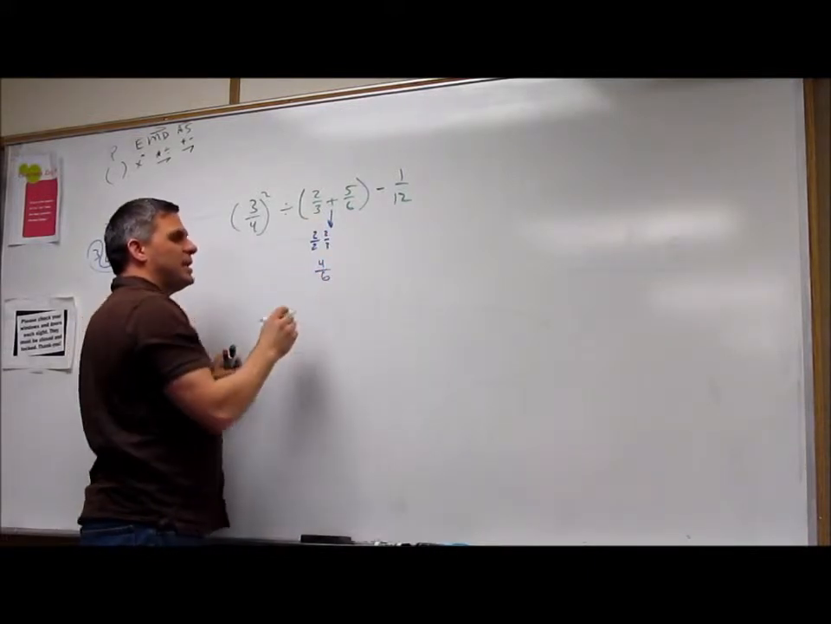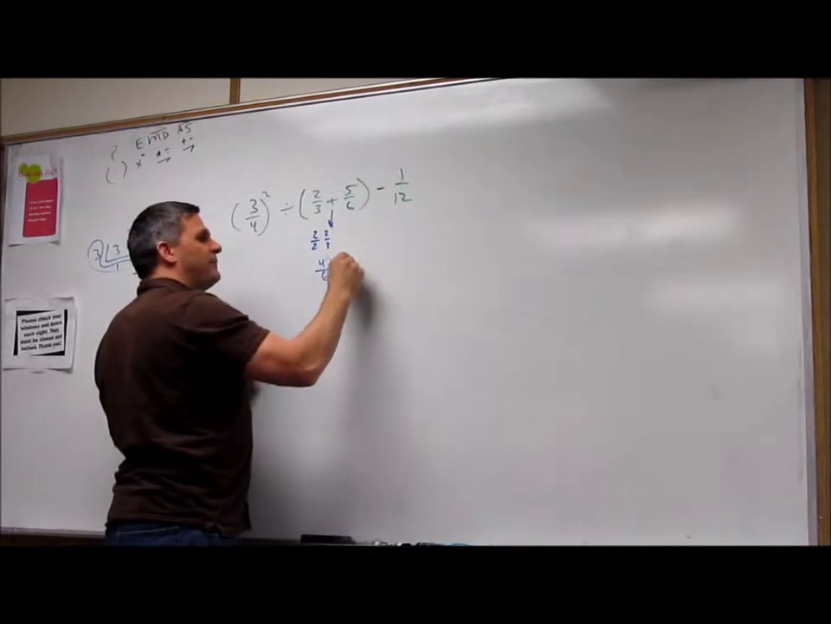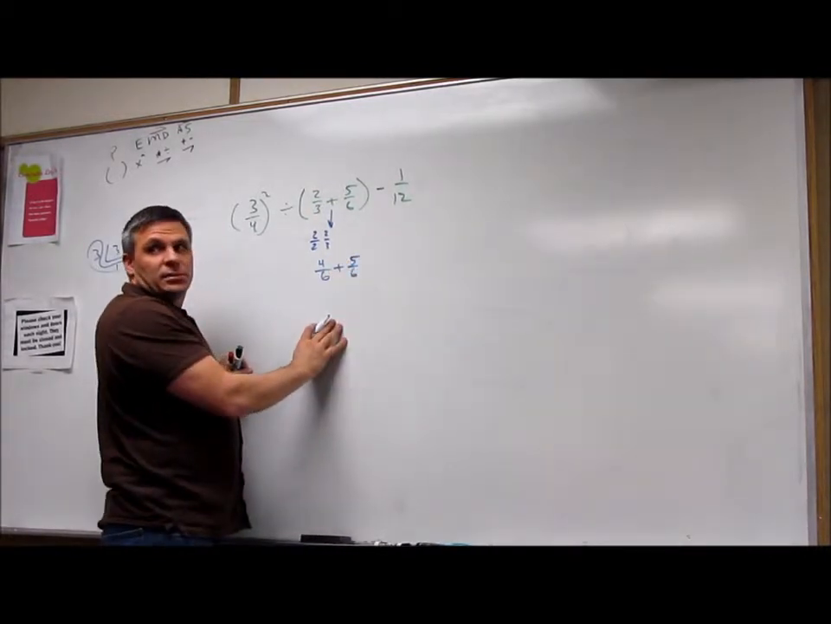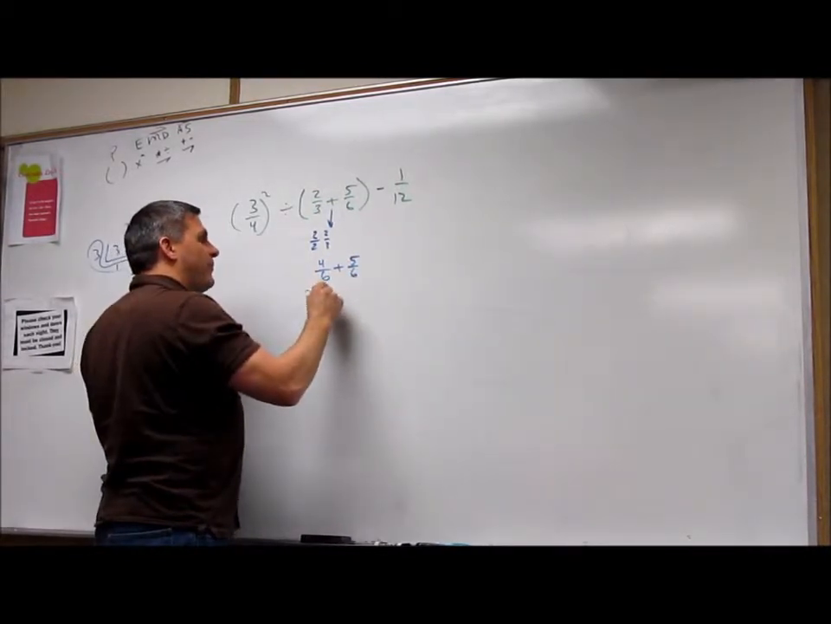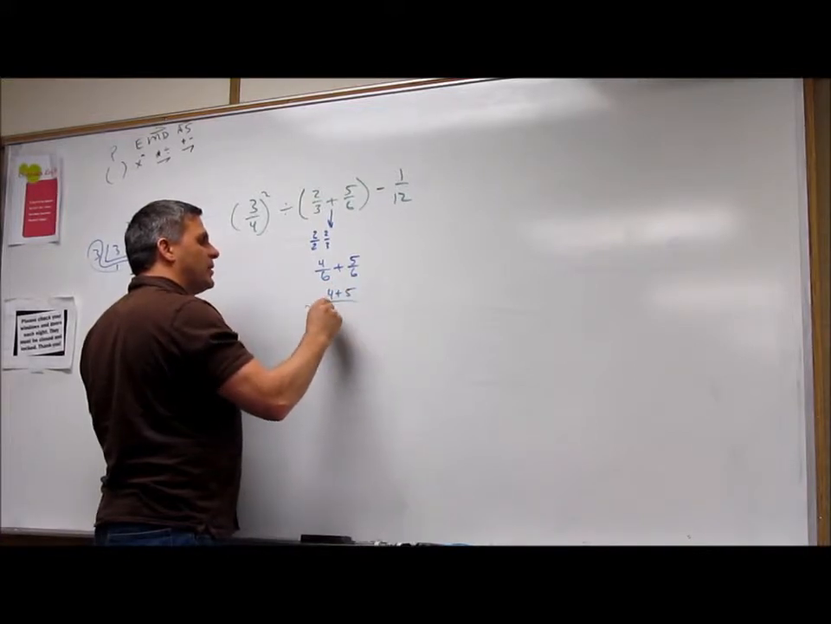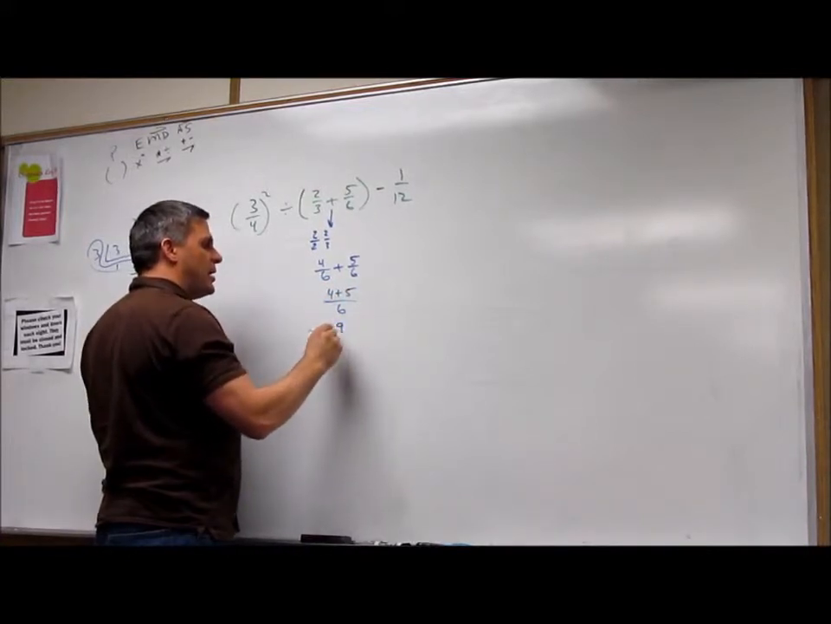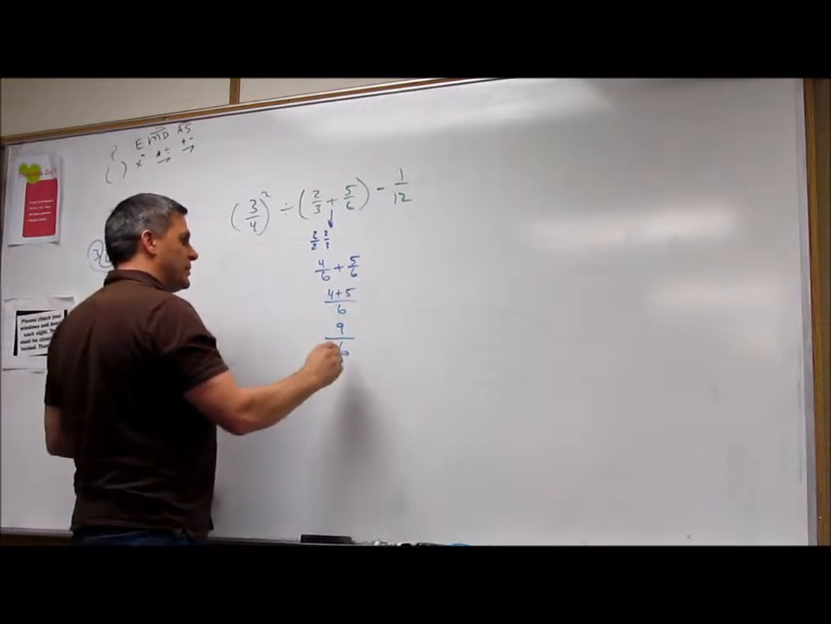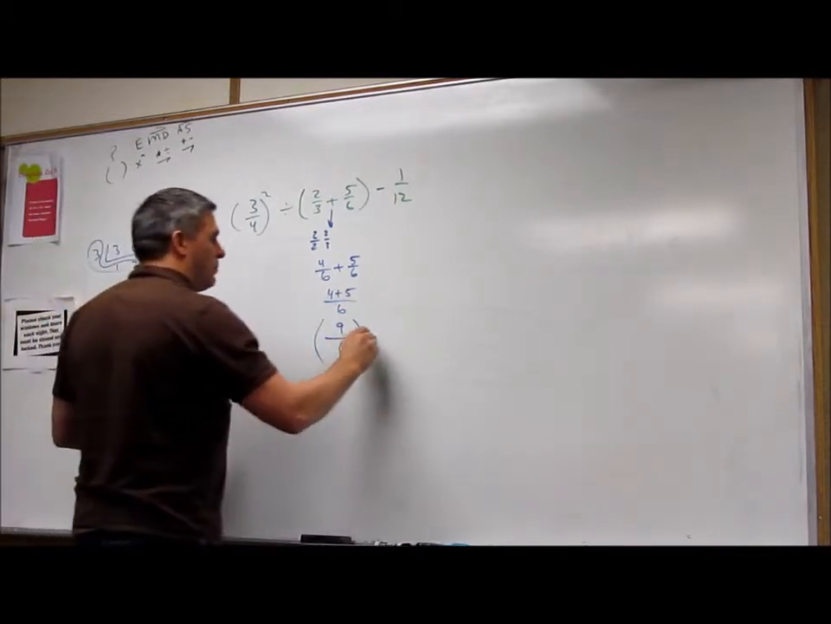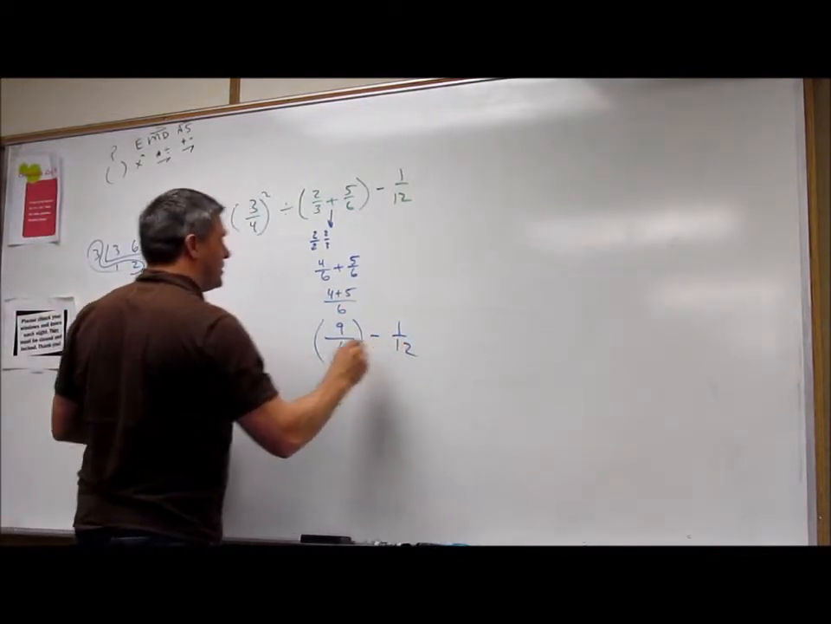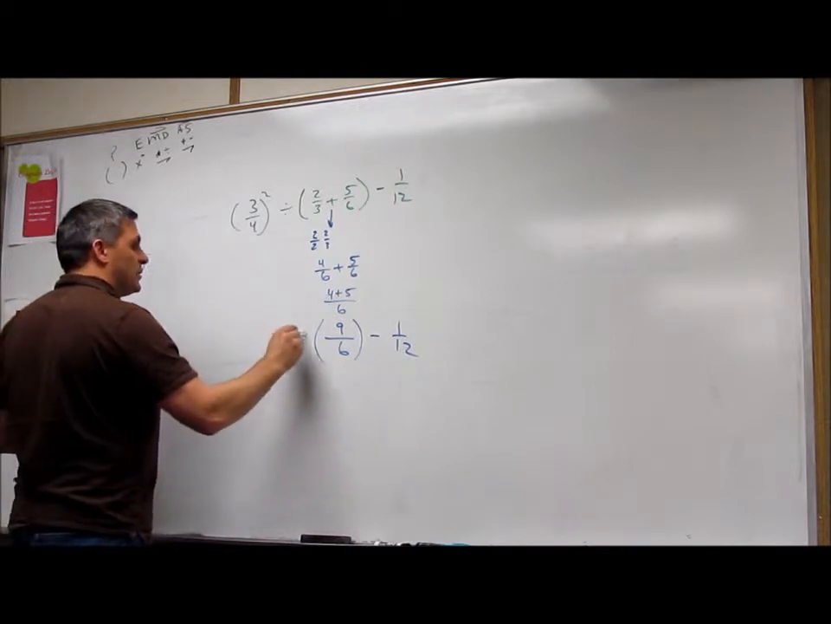4 over 6 plus 5 over 6. So what's 4? Well, that's 4 plus 5 over 6. So that's 9 over 6. Okay? Minus 1 over 2. See how I'm doing this?